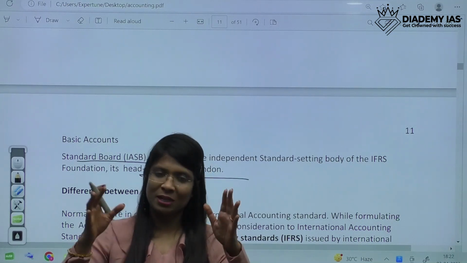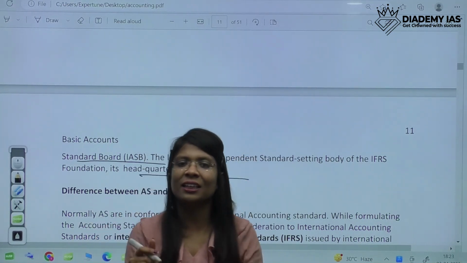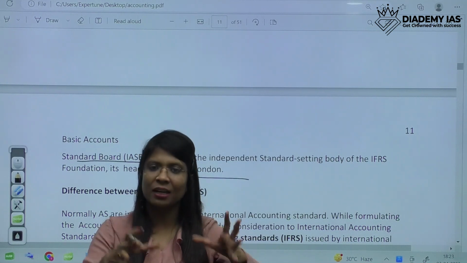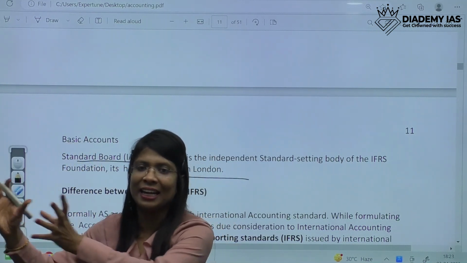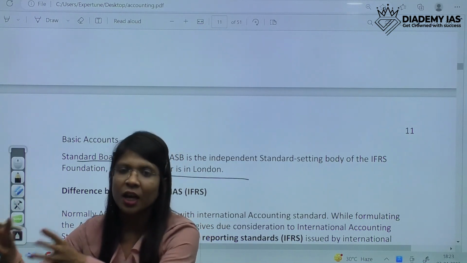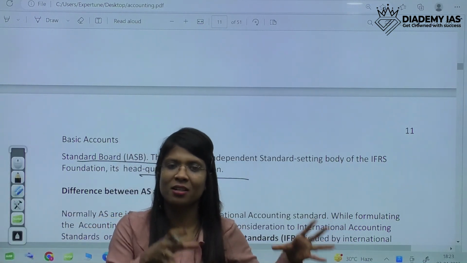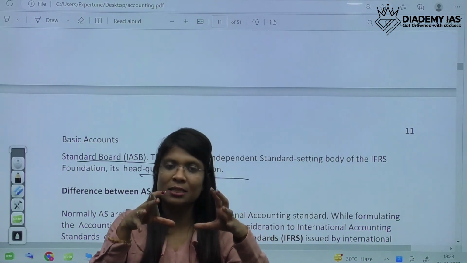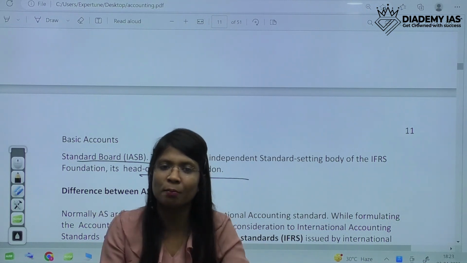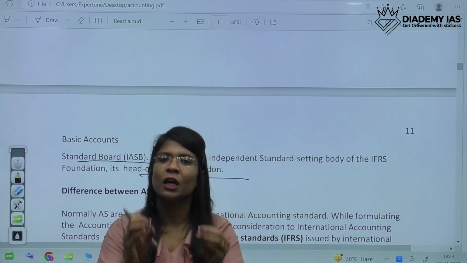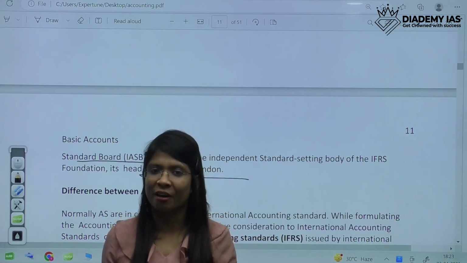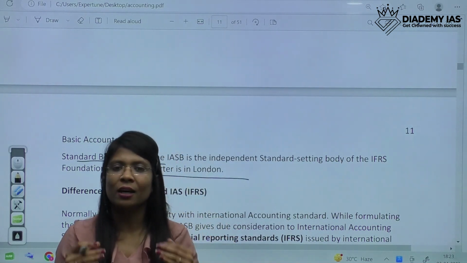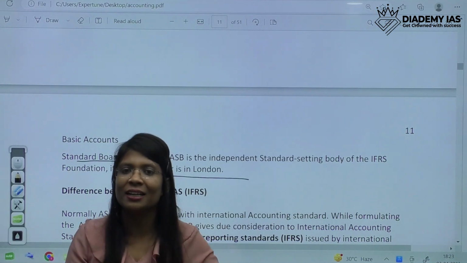So the government sat down, looked at all the IFRS, and made the modifications required according to our conditions, creating a third term known as Ind AS, Indian Accounting Standards. Ind AS are mostly similar to IFRS, but they are not a verbatim copy of IFRS. Verbatim means just a copy paste. They are somewhat similar to IFRS, so we proceeded with Ind AS, Indian Accounting Standards.